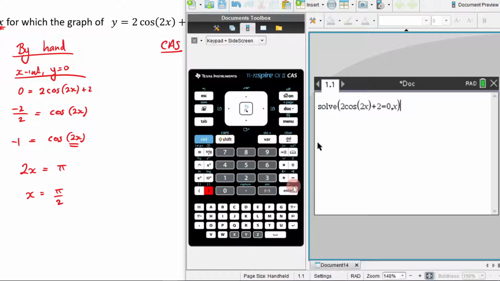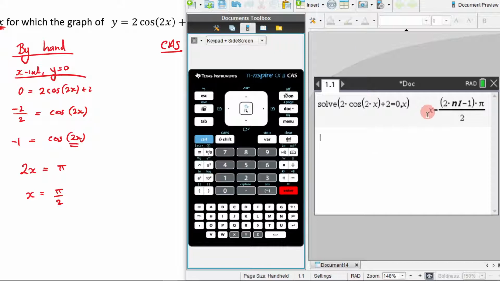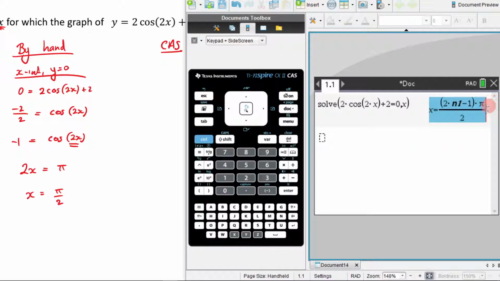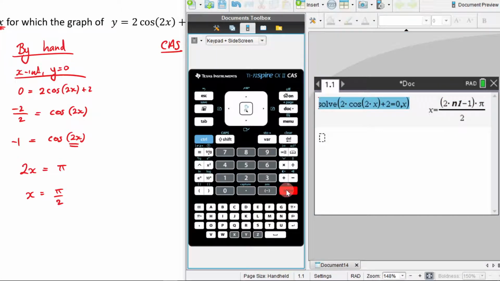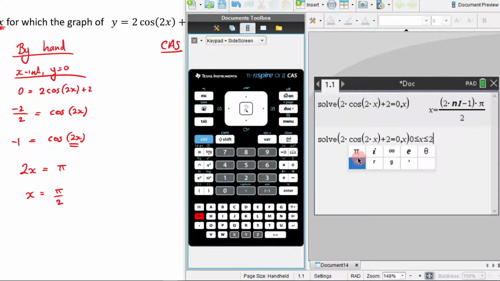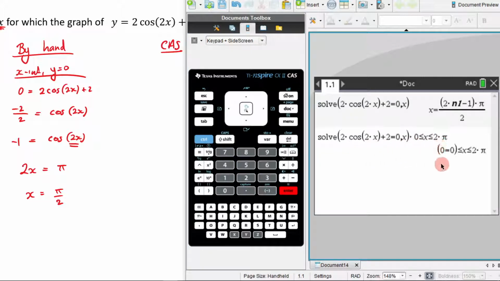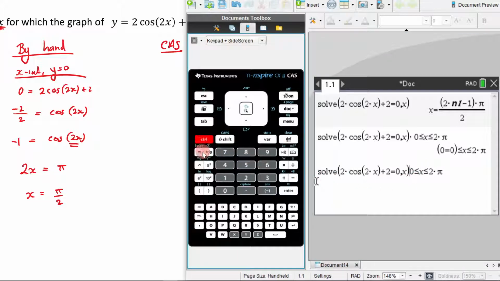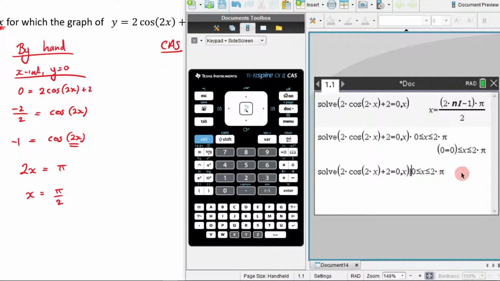Now if I was just to hit enter, do you see how I get this general solution here? It's because I haven't restricted my domain, so it goes on for infinity. I don't want that. So I'm going to say, all right, don't consider everything, just consider from 0 less than x less than 2 pi. Then when we hit enter, oh, what happened there? Sorry, I didn't put that in correctly. I forgot to put a such that symbol. So you need such that, then put the domain.